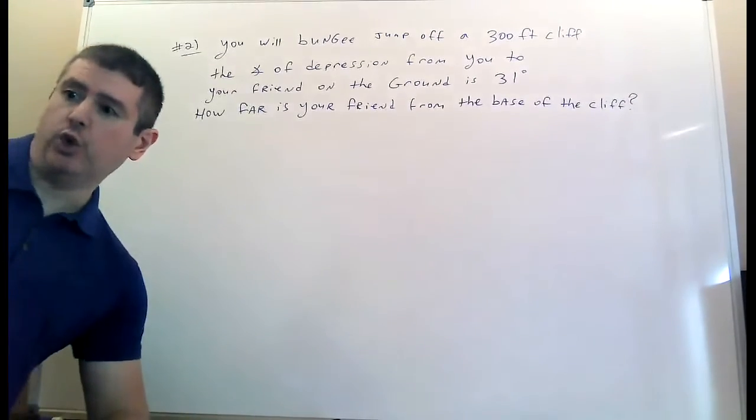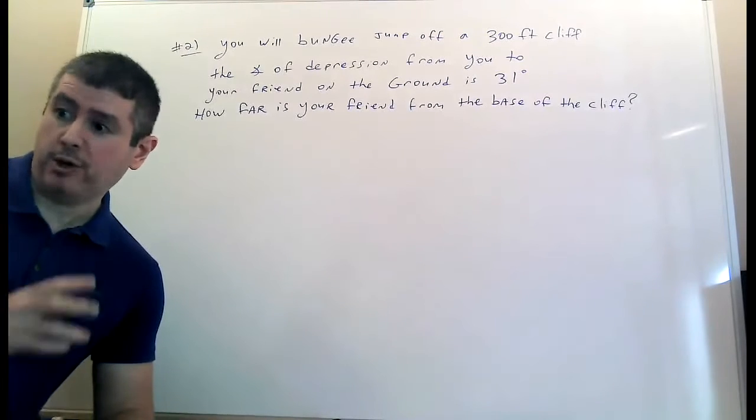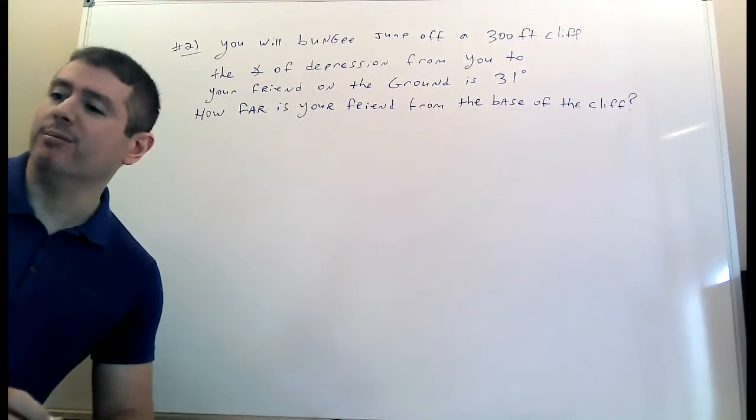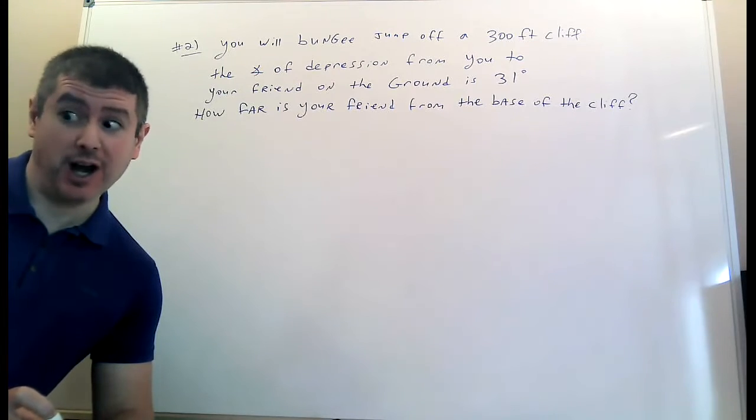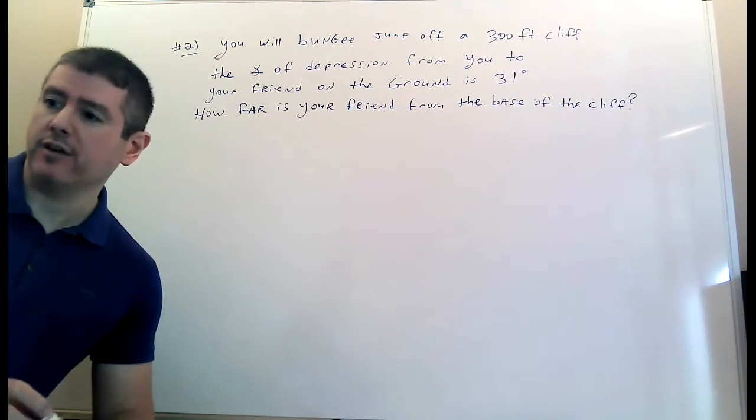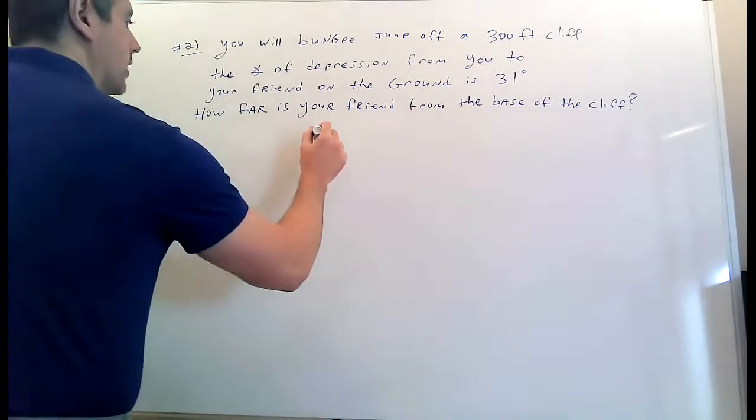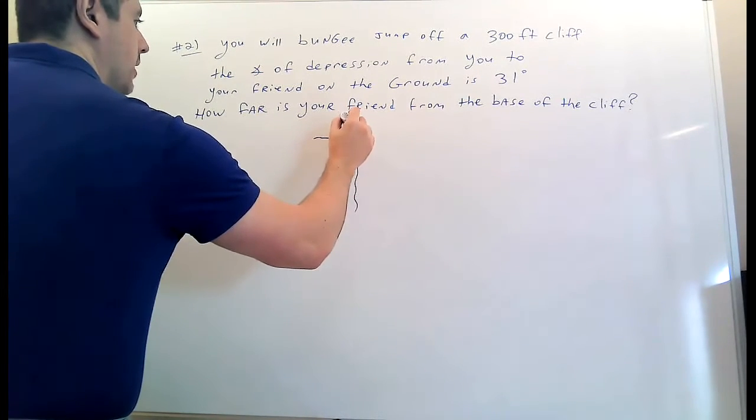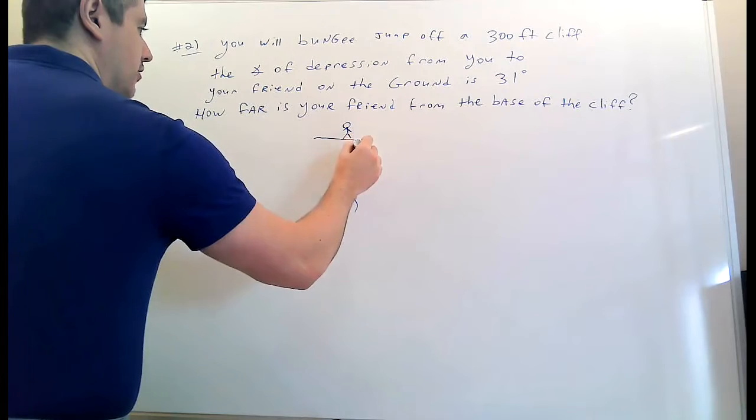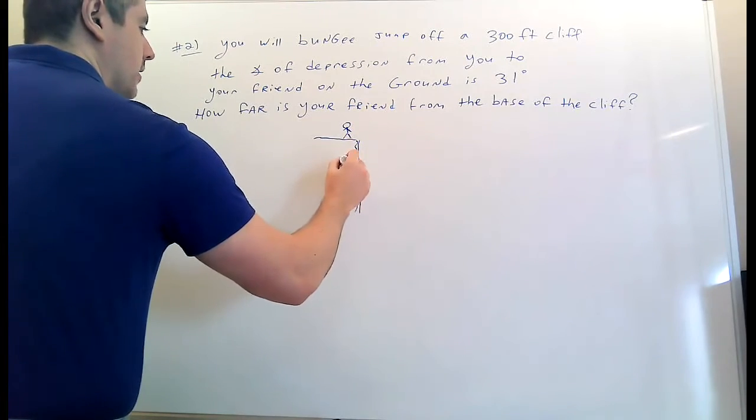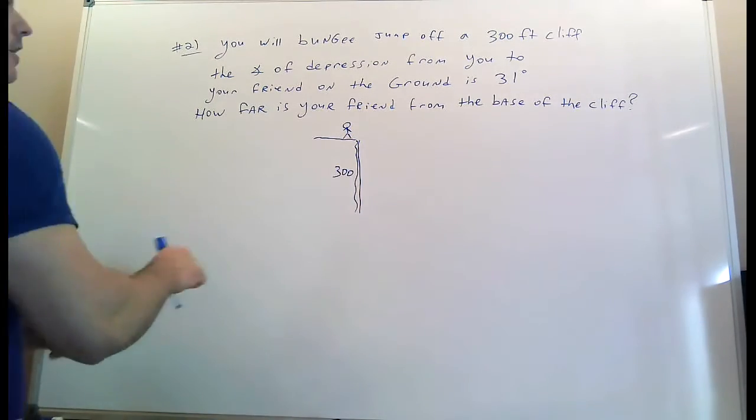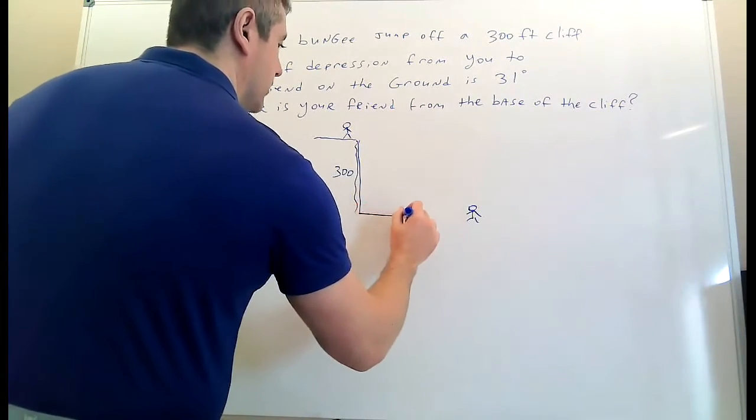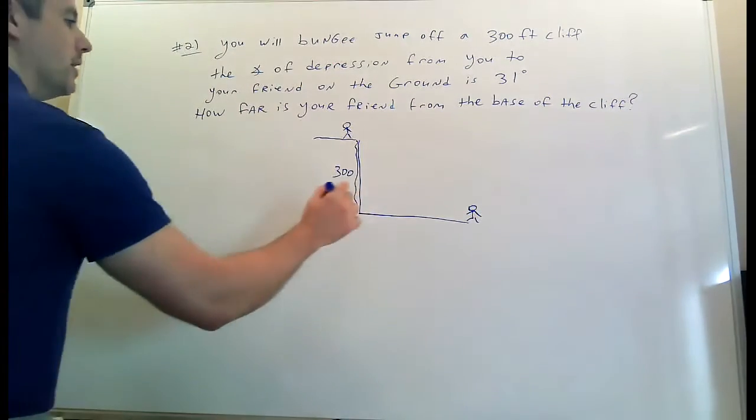All right, question 2. You're about to bungee jump off a cliff. It's pretty morbid. 300 feet is pretty high, so that's a big drop. Now your friend's on the ground watching you. So I'm going to draw the cliff. There it is. There's you. The cliff is the side of your triangle, that's 300 feet high. Your buddy is down there watching you, hoping you don't splat. Although maybe if he's not a good friend, he wants you to splat.